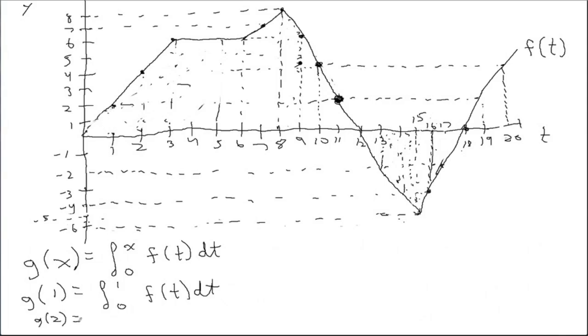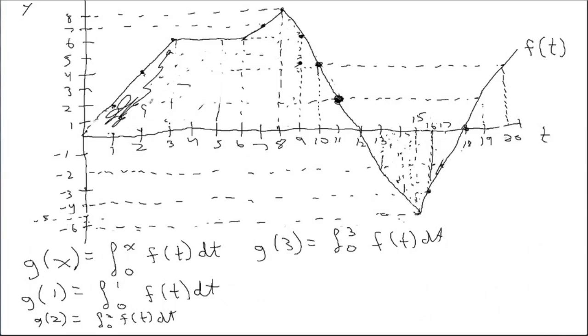So what's g of 2? The area between 0 and 2. So g of 2 would be this area. So what we're trying to do is get a feel for what this g function means and what it means for the variable to be a limit of integration. So what's g of 3? The area between 0 and 3. So that whole triangle. So this would be g of 3. Okay, good.